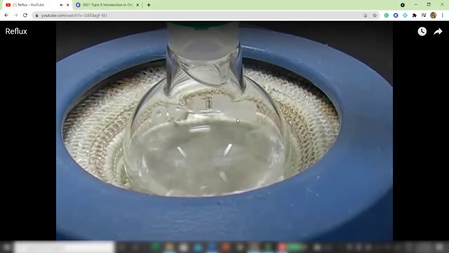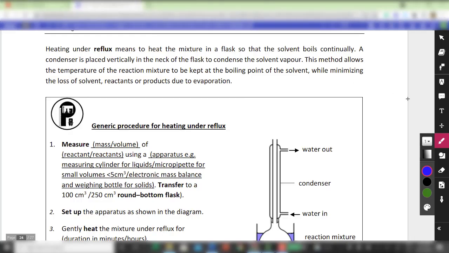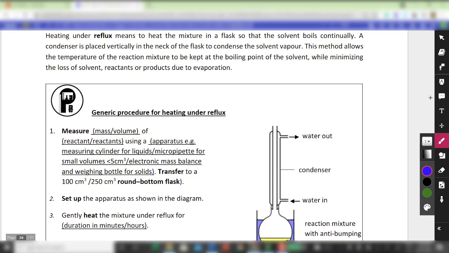Many a time students don't really understand what reflux is. So I hope that video, or you can just easily Google any of the YouTube videos, will showcase to you what reflux really means. I encourage you to go and find out. Next year we'll have one experiment to let you try as a group on reflux.